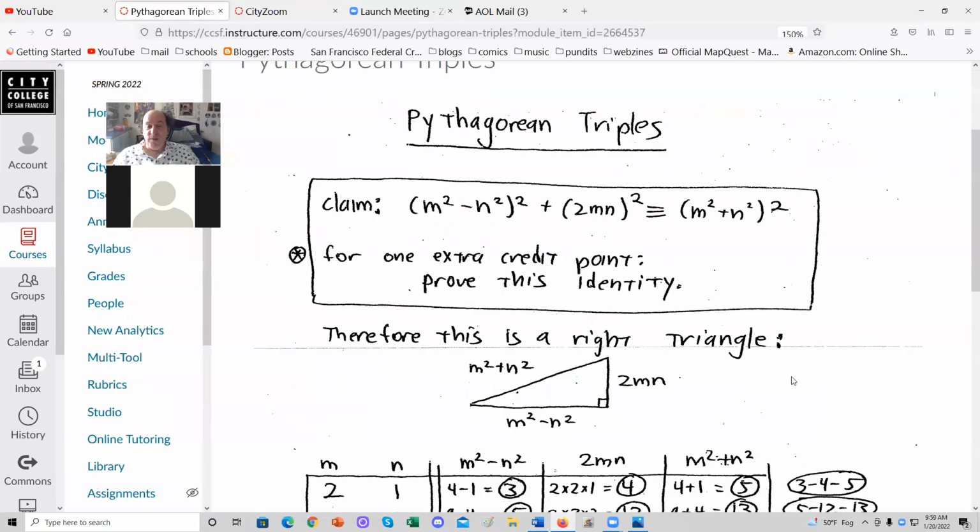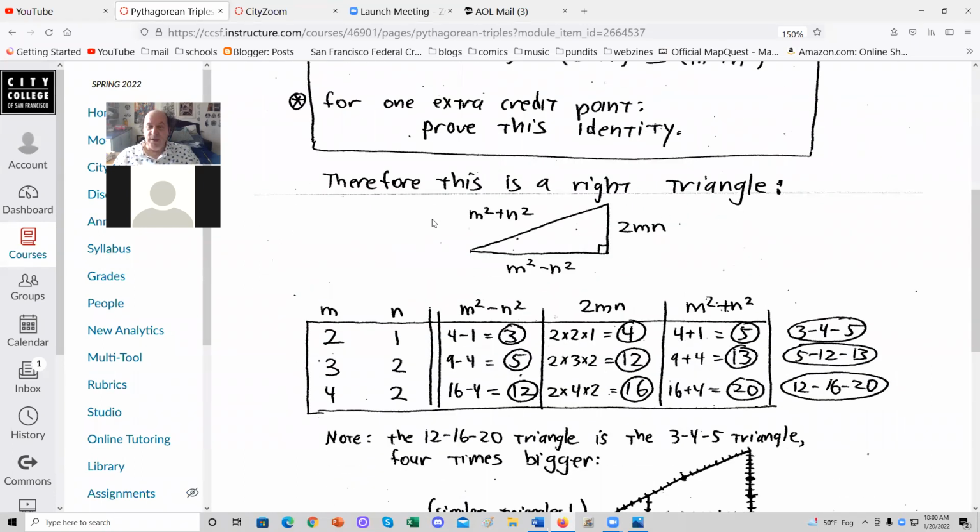First, I ask you to prove this identity and show all steps: if you have m and n, any integers, then the square of m squared minus n squared plus the square of 2mn equals the square of m squared plus n squared. So make a proof of this algebraic identity. That's a point. Therefore, this is a right triangle. One side is m squared minus n squared, another side is 2mn, and the third side is m squared plus n squared. For any choice of m and n, this will be a Pythagorean triple: whole numbers which are the sides of a right triangle.